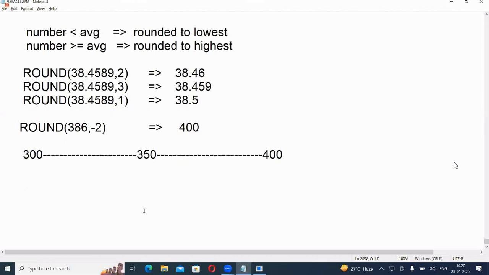Then just listen. First listen. So round off 386 comma minus 1. Minus 1 means tens. This number is rounded to tens. So consider only the tens part. Then tell me what this is.